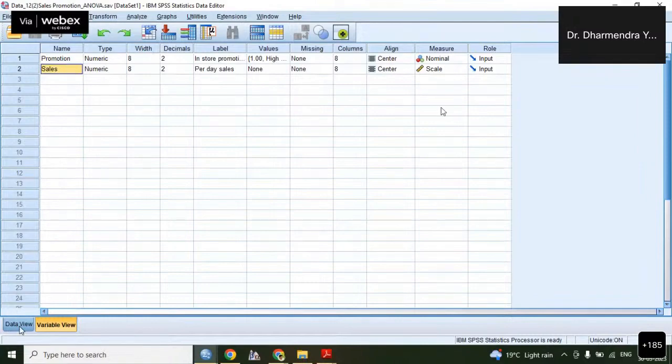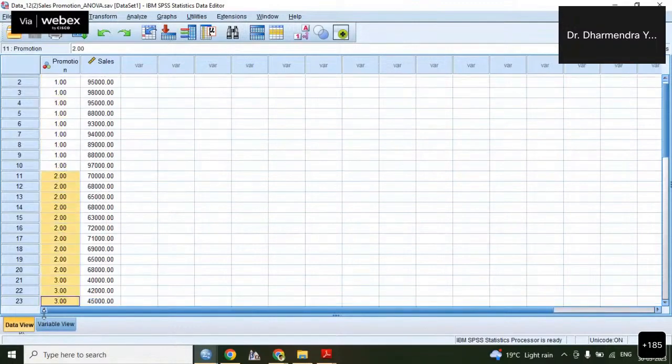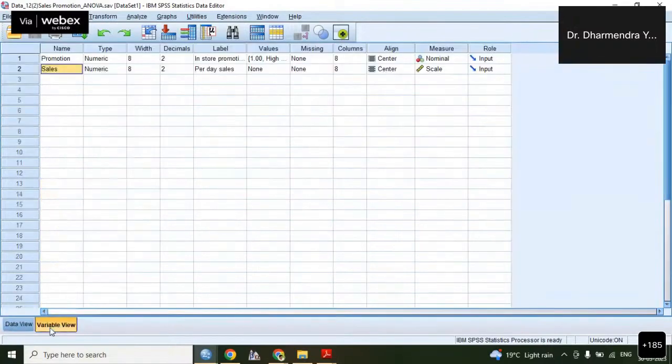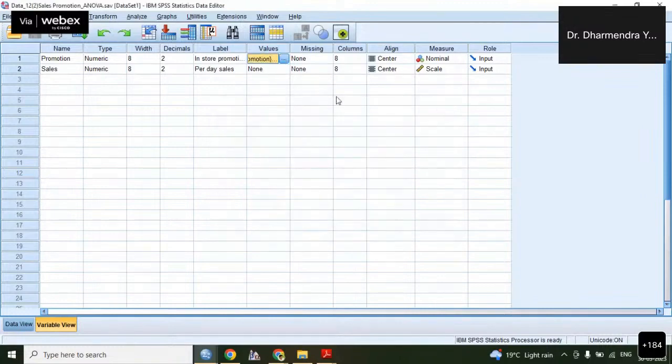Then we check the data. This is 1, 2, 3: one is high promotion, two is medium promotion, and three is low promotion. We have three groups here. Just like in the first case, we had two independent samples, one male and another female, two groups. But here we have three groups: high promotion, medium promotion, and low promotion. So we have more than two groups, and for this we go for ANOVA.